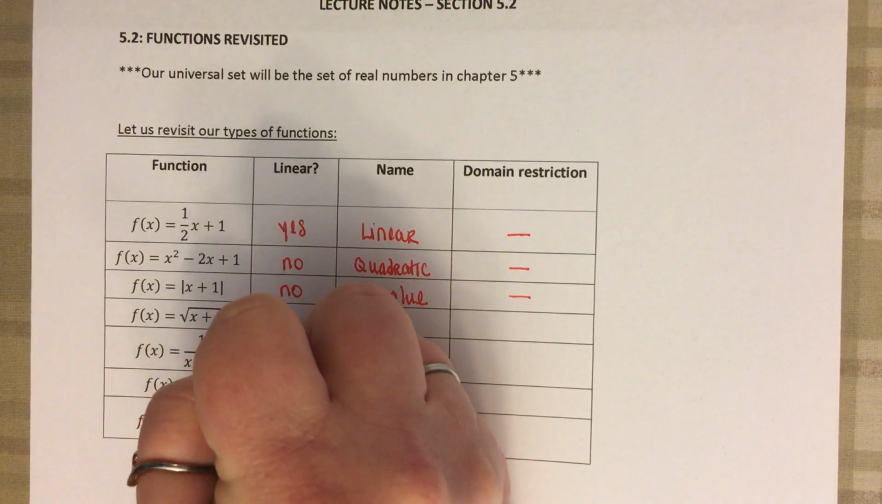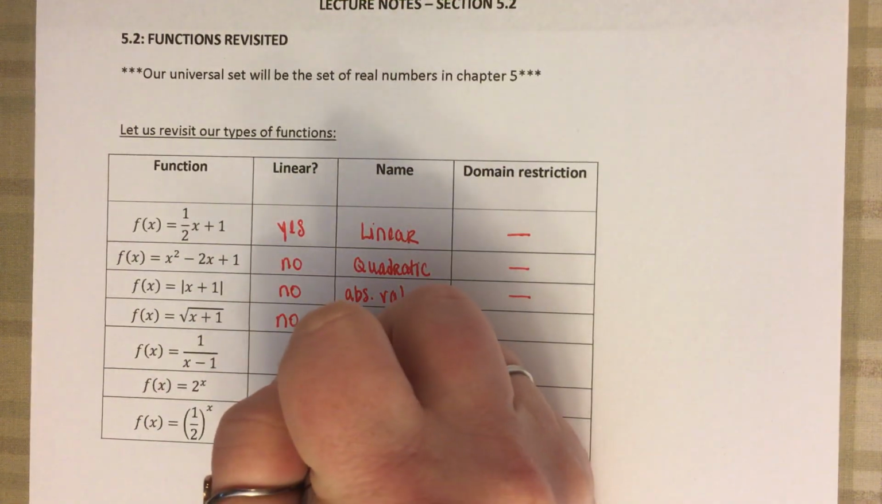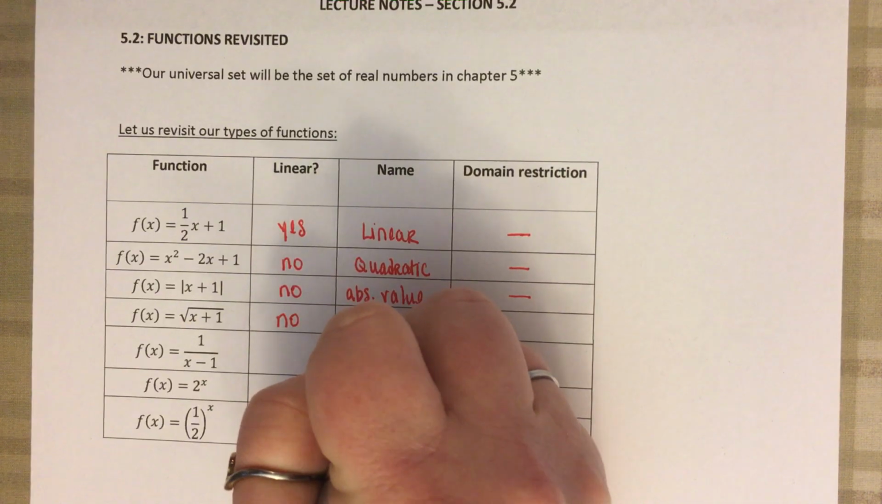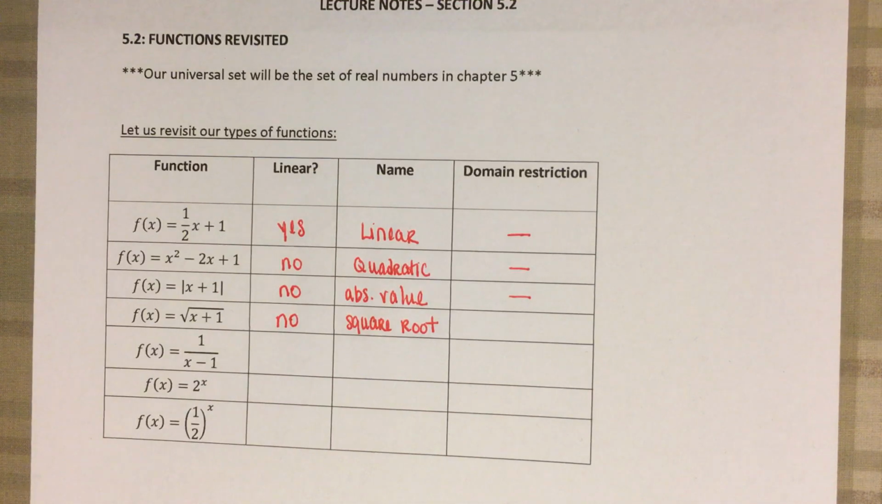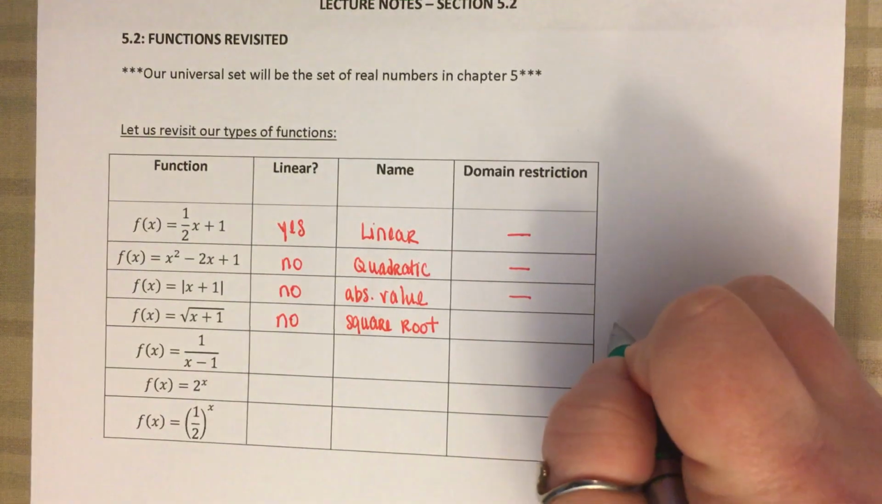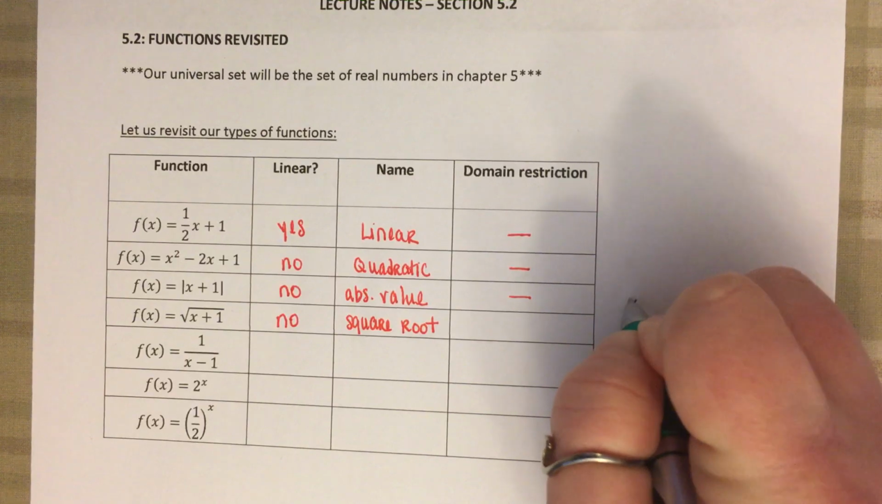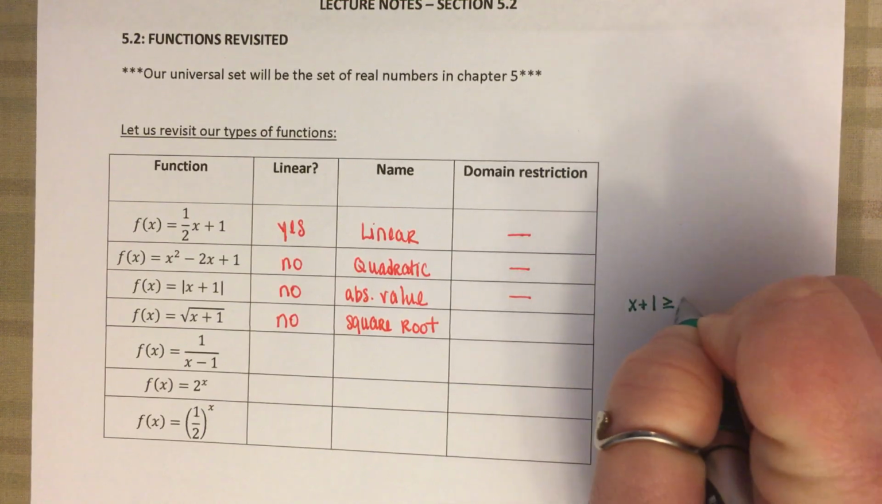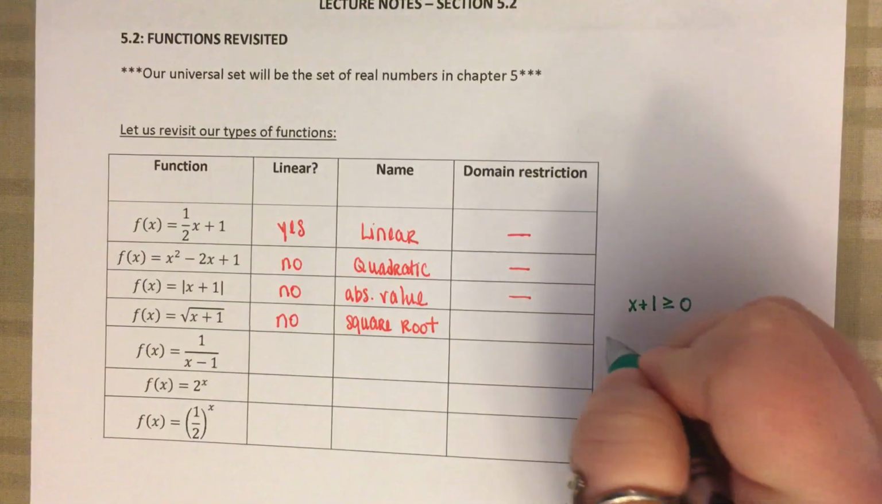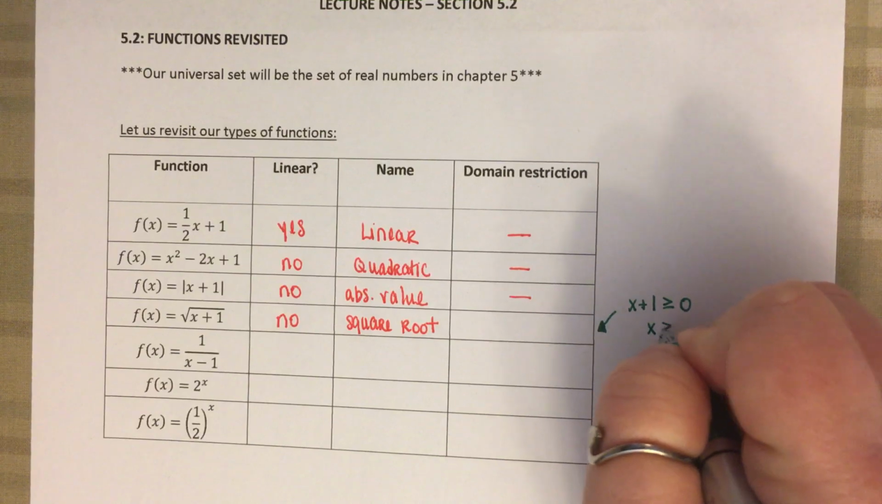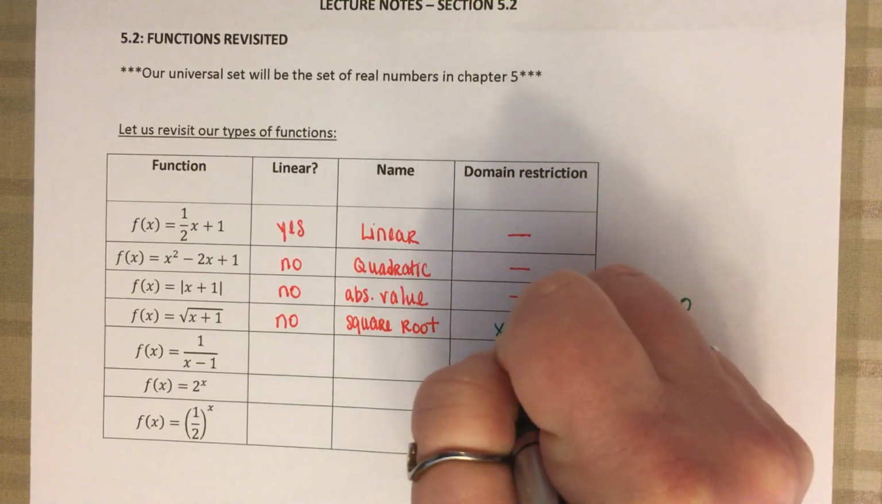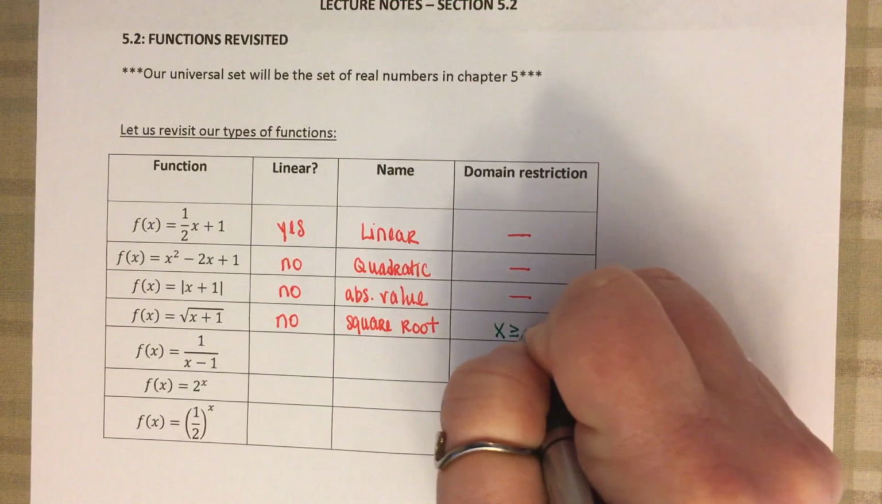Our next function, not linear. This is a square root function. Square root functions do have domain restrictions. So thinking about this particular case, our domain, remember that x plus 1, whatever's inside, has to be greater than or equal to 0. So if we subtract 1 from both sides, that means that x has to be greater than or equal to negative 1.